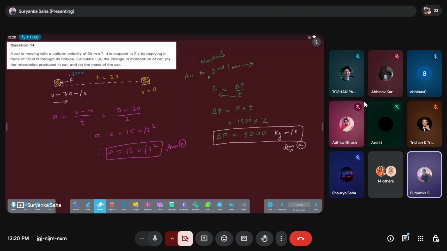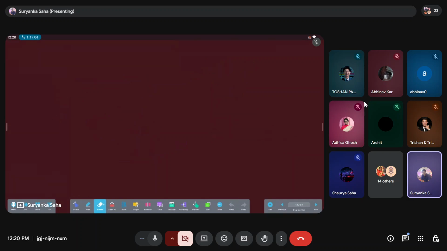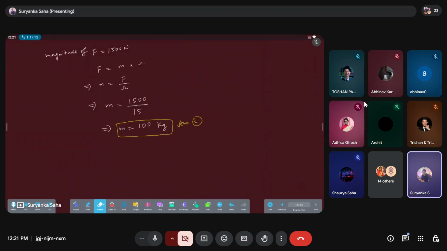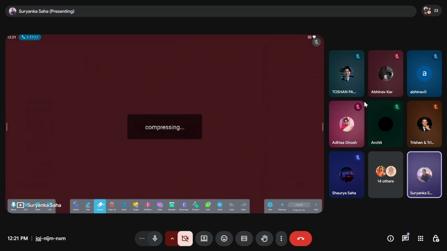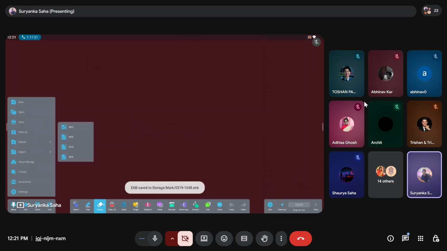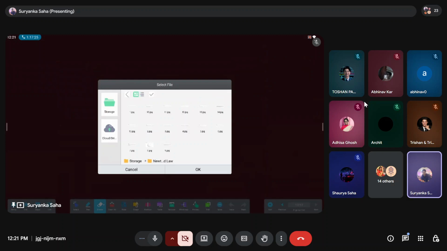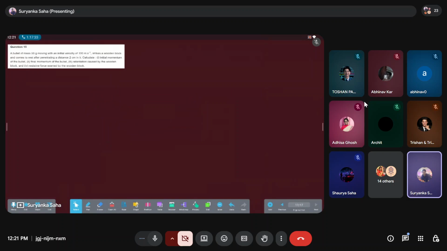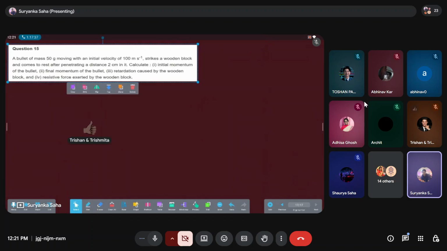Number 15. A bullet of mass 50 gram, moving with an initial velocity of 100 meter per second, strikes a wooden block and comes to rest after penetrating a distance of 2 centimeter in it.